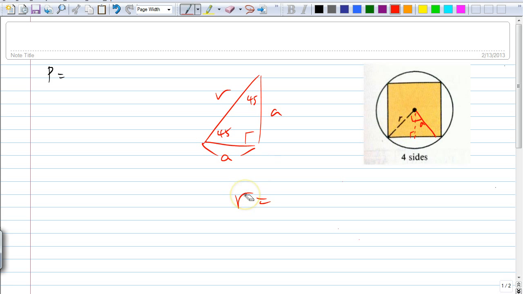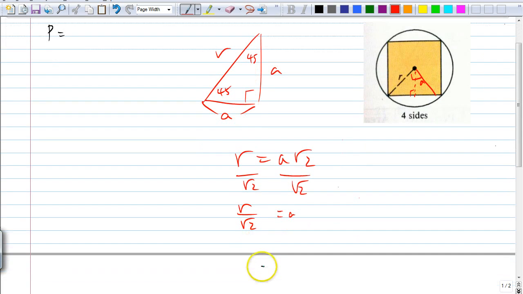R is equal to what? A times rad 2. You guys remember that ratio? Right? 45, 45, 90 is 1 to 1 to rad 2, right? So the radius is going to be 1 of the side times rad 2. Well, how do I find A? We'll divide both sides by rad 2. So A is equal to R over rad 2.